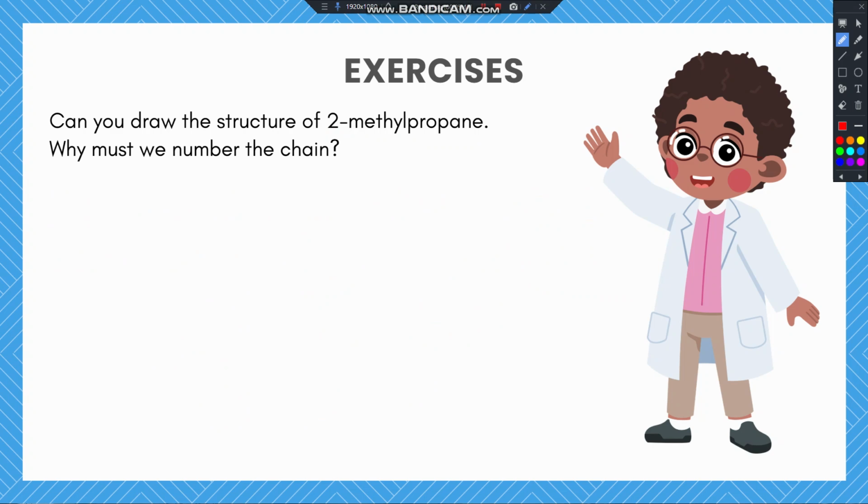Now the next question says, why must we number the chain? Well, I'm going to be engaging you for this question. I want you to tell me yourself, why must we number the chain? Let me give you a hint. The number of the chain determines the root name. Okay, let me go ahead and answer the question. I've already given you so many hints. We number the chain because the number of carbon atoms in the parent chain gives us the root name, and without the root name, we cannot accurately identify what compound we are dealing with.